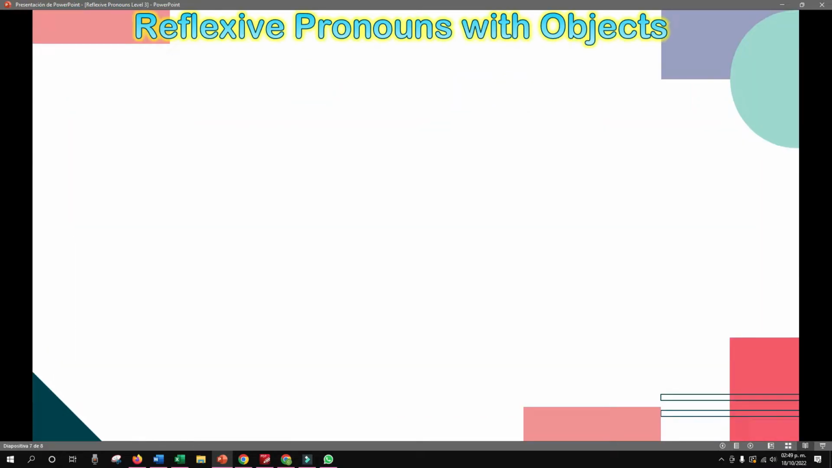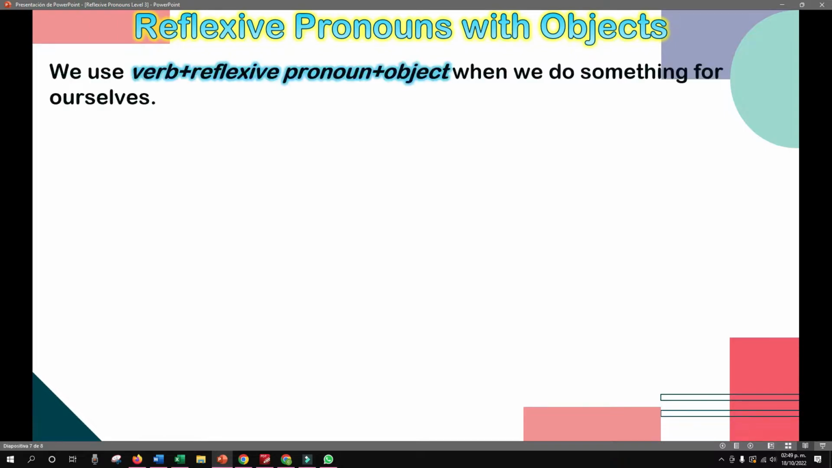Also, reflexive pronouns with objects. This is different. We use verb plus reflexive pronoun plus object when we do something for ourselves. Ven, ahí tenemos una estructura. Primero el verbo, el pronombre reflexivo más el objeto. Cuando hacemos algo para nosotros mismos.